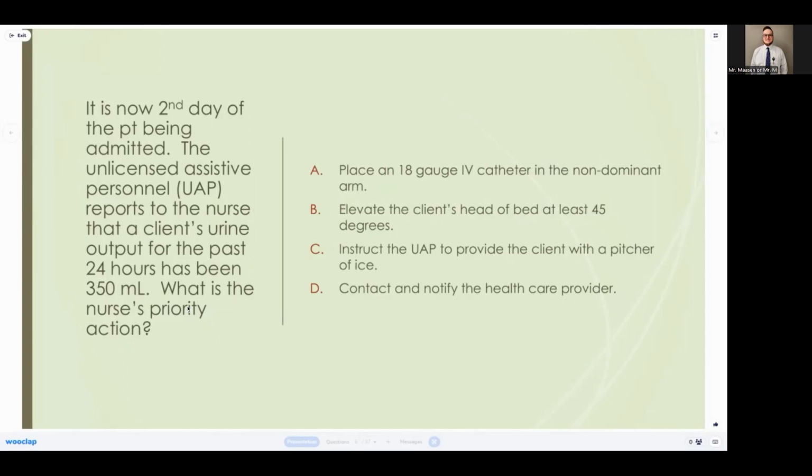So second day of patient being admitted, the UAP, which is, nurse tech, that sort of thing, reports to the nurse that the client's urine output for the past 24 hours has been 350 milliliters. What is the nurse's priority action? Now, that does not sound like enough, does it? So that's an issue. So thinking nursing wise, what's your priority action? Okay. So correct answer. If you answered D, that is the correct answer.